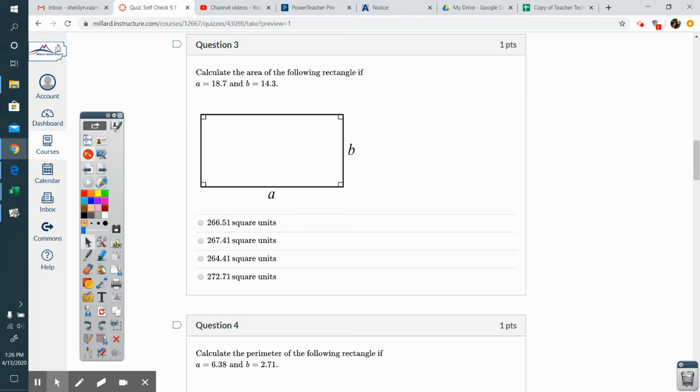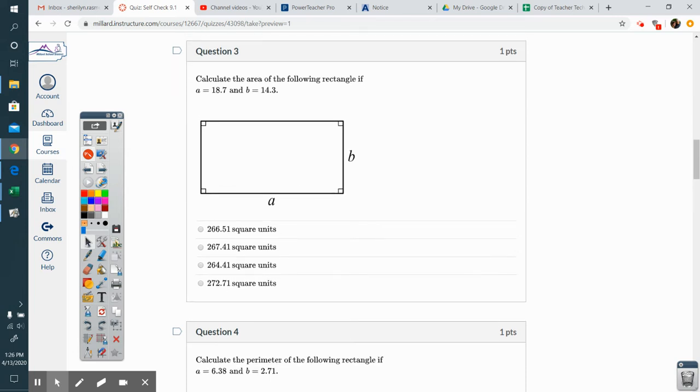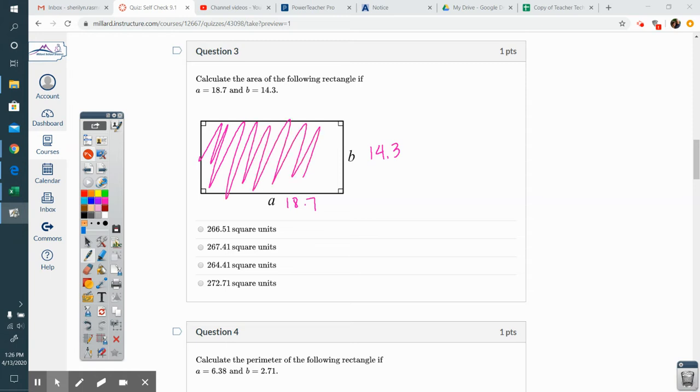Calculate the area of the following rectangle if A is 18.7 and B is 14.3. So what you do to calculate area, again, it's all on the inside. That's what we're trying to calculate. So you take the length and you times that by the width. So 18.7 times 14.3 equals 267.41 units. And it's this answer right here.